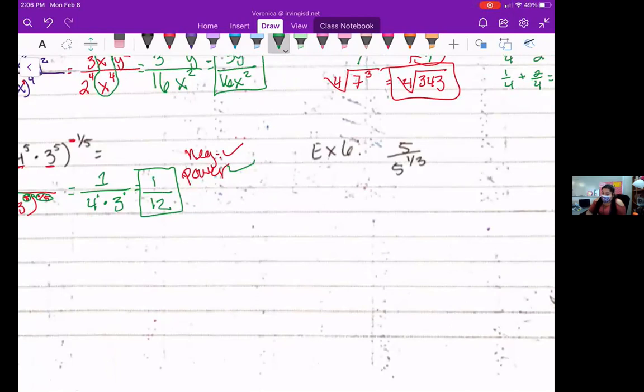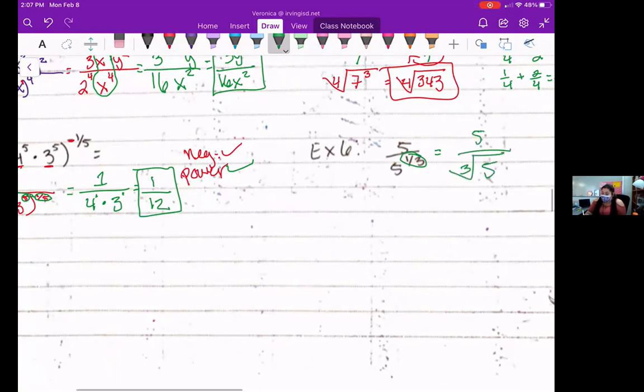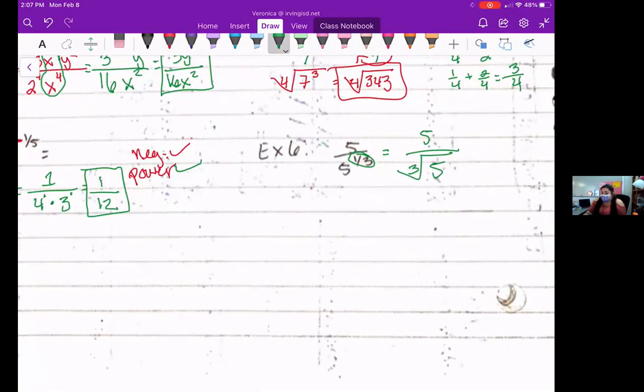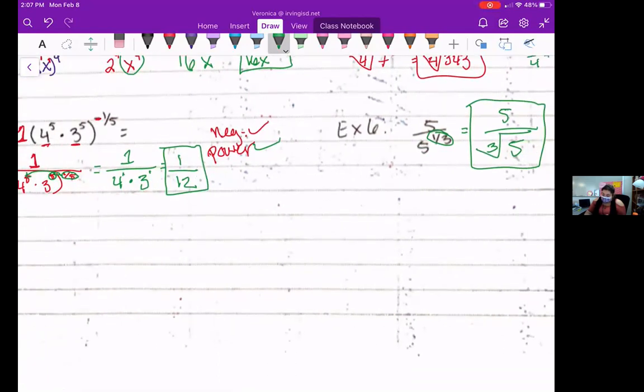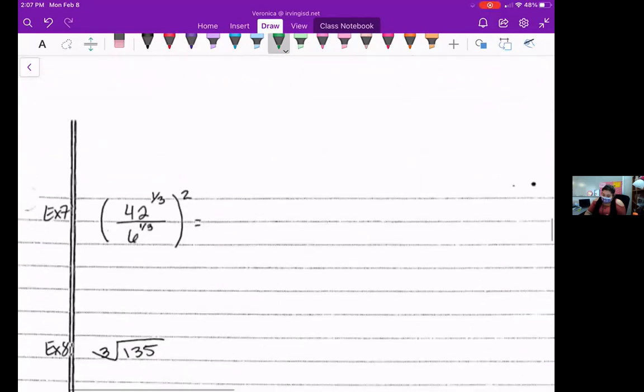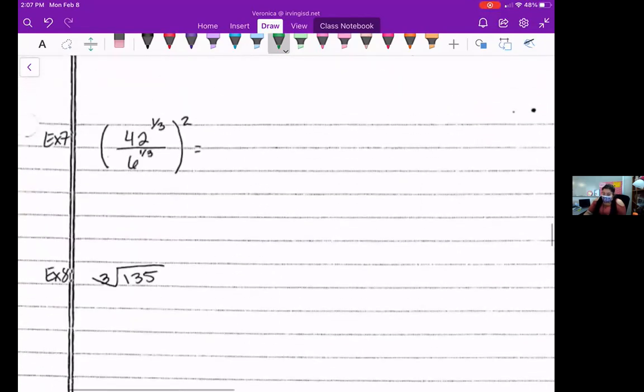Example 6, we have 5 to the power of 1 over 3. So we have a rational exponent, so that means that I can convert that into a radical. So we would have the cube root of 5. Now, we would not want to leave this like this, right? But we're gonna do that at some other time, not now. So we're gonna leave it like that. All right, next. Example 7.